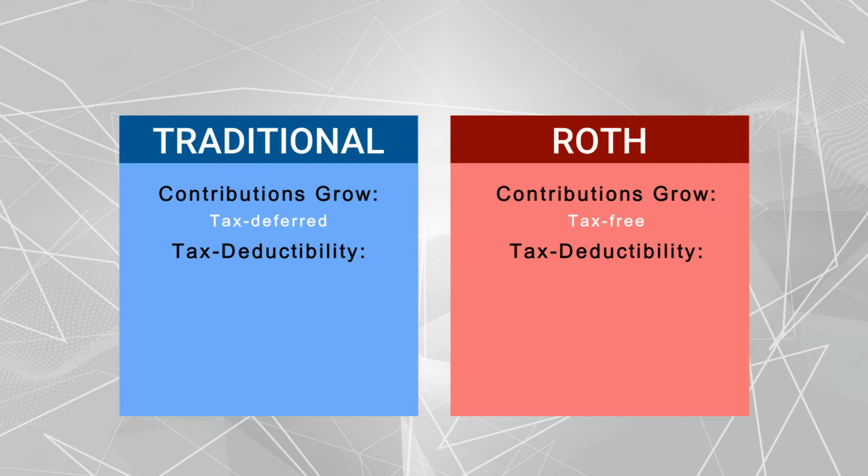But in a traditional IRA, your contributions grow tax deferred because typically a person will contribute money that has not been taxed. And when you go to withdraw your earnings, you will be taxed.